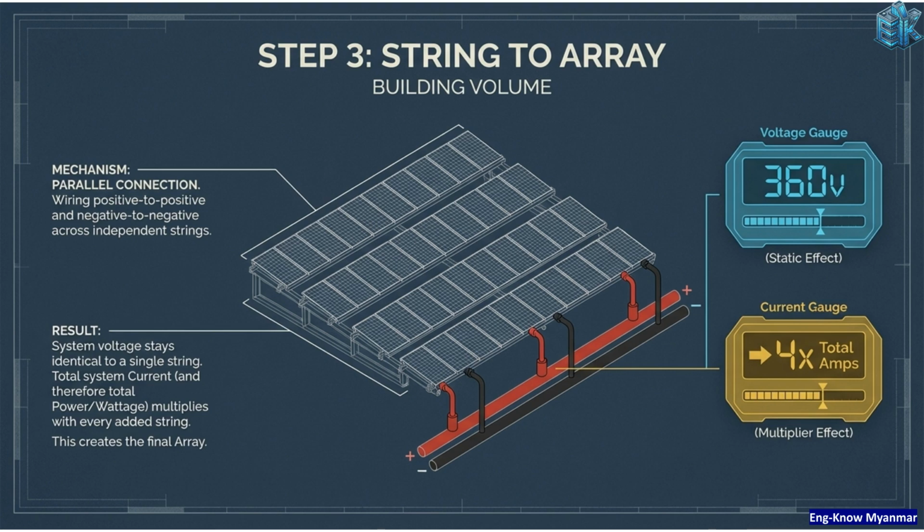Step 3 is string to array, building volume through parallel connection. Wiring positive to positive and negative to negative across independent strings keeps the system voltage identical to a single string, a static effect. However, the total system current multiplies with every added string, a multiplier effect, creating the final array.